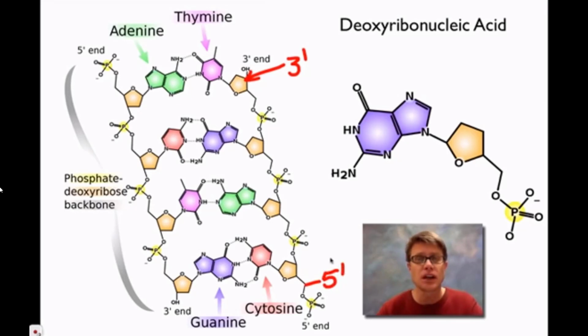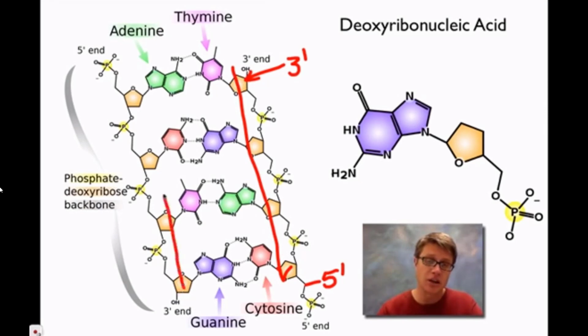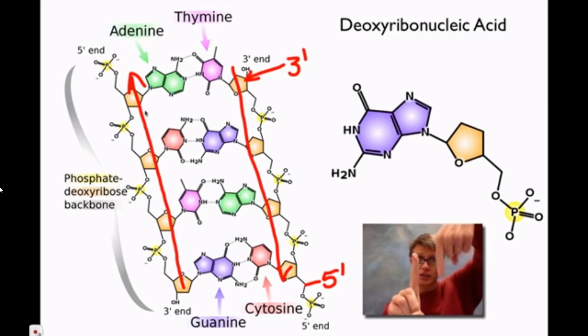So when you hear the idea that DNA flows from 3' to 5', well, if you look at all these deoxyribose sugars with the oxygen on the top, they're going to flow in this direction from 3' to 5'. But if you look on the other side of the DNA, it's going to go in the opposite direction. So DNA is said to be anti-parallel. It's going to flow in one direction on one side, and it's going to flow in the opposite direction on the other. They're parallel to each other, but they're flowing in opposite directions.